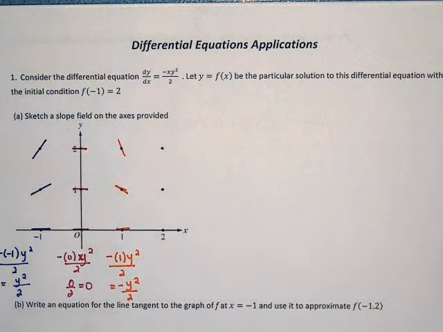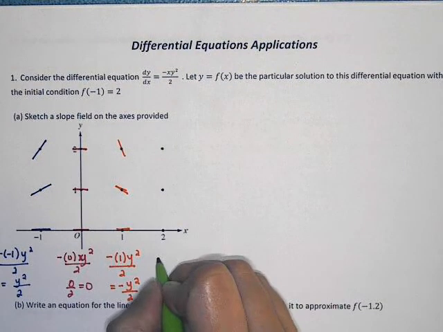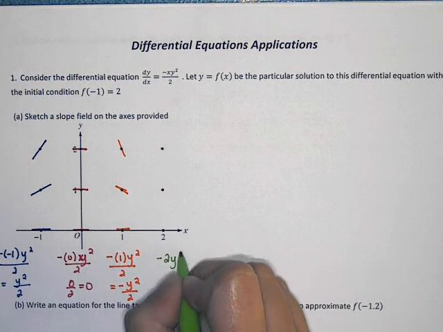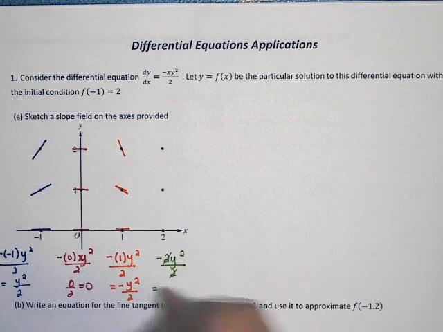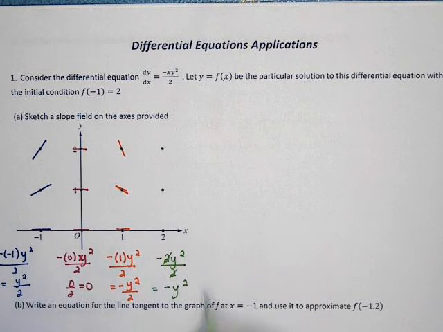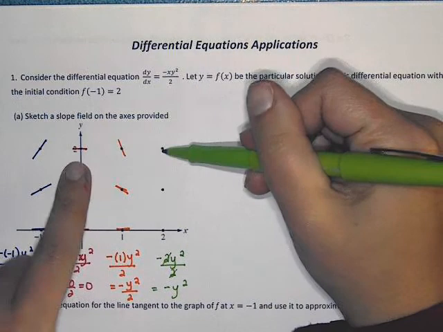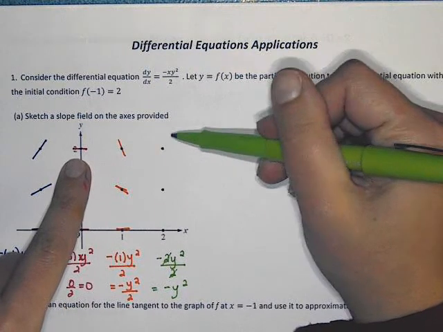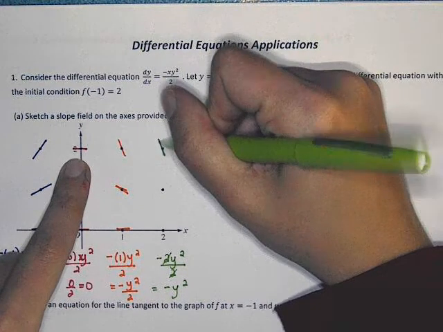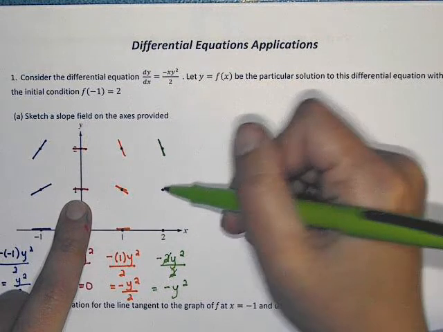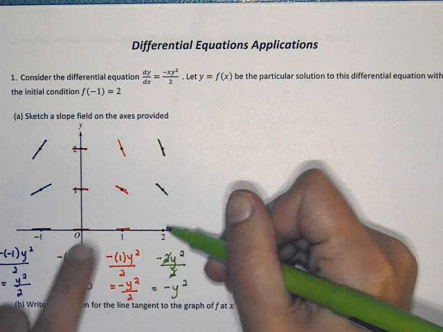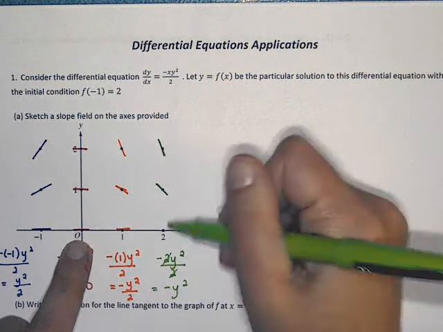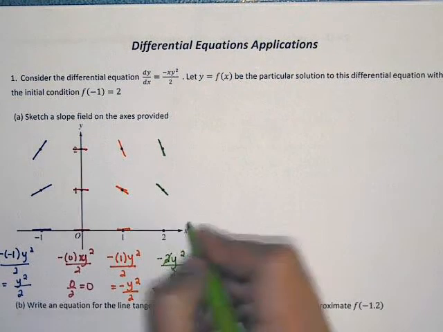And then, let's look at what happens when x is 2. So when x is 2, we have negative 2 y squared over 2. The 2's cancel, so we just get negative y squared. So we're going to take the y value, square it, and make it negative. Here the y value is 2, squared is 4, make it negative, we get negative 4. Here the y value is 1, squared is 1, make it negative, we get negative 1. Here the y value is 0, squared is 0, we make it 0.